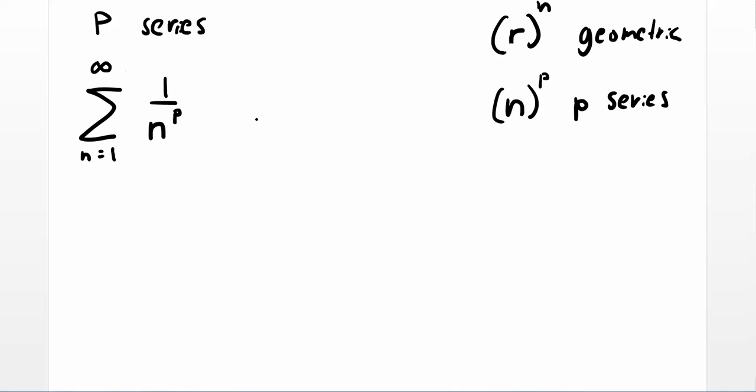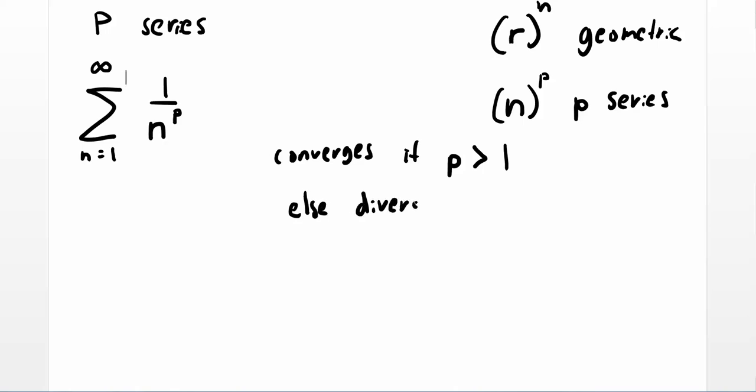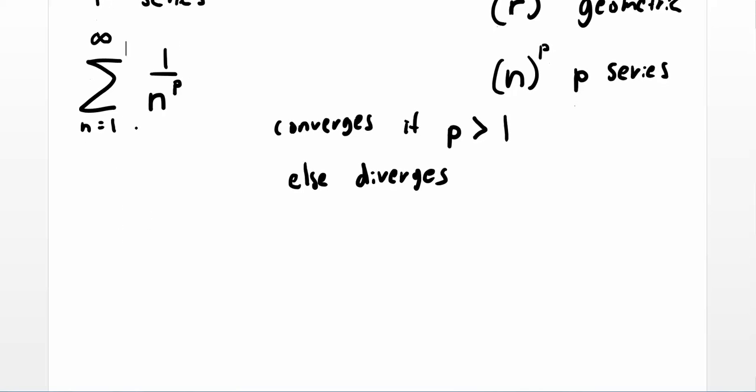Now, a P series converges if p is greater than 1. It's that easy. Else, it diverges. Okay, so let's look at a few examples.